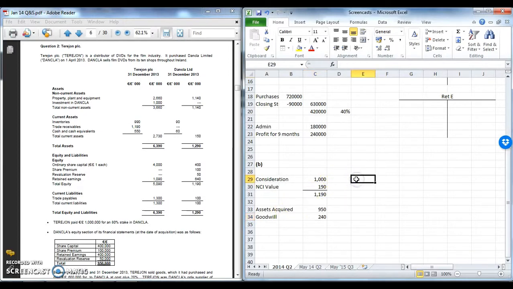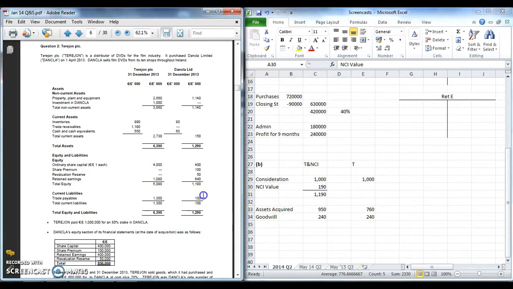You could have also just looked at, well, the consideration for just TAC Jan on its own. So you look at T and NCI together, or you could look at TAC Jan's portion. So they paid 1 million, and the assets they acquired was 950 times 0.8, giving you again goodwill of 240. Either way you look at it, you're getting the same answer because the NCI essentially has no goodwill attributable. It's just valued at its proportion of the net asset value.